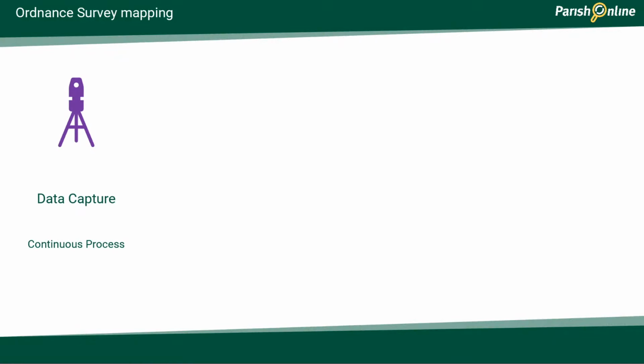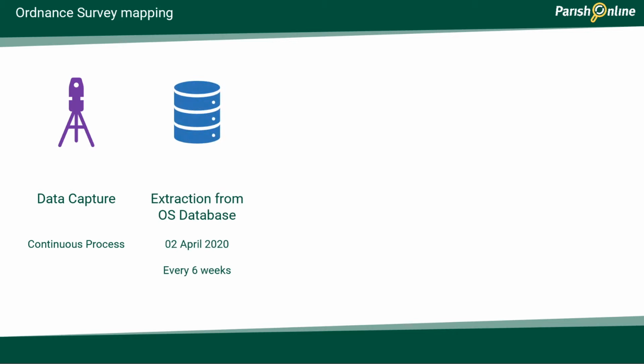Okay, so let's have a look at that process. How did that information get there? We spoke about the men and women in high vis, where they go out and do the data capture. So that's through the surveyors and through a team in the Ordnance Survey building doing updates from aerial photography. And that's a continuous process that happens every working day.